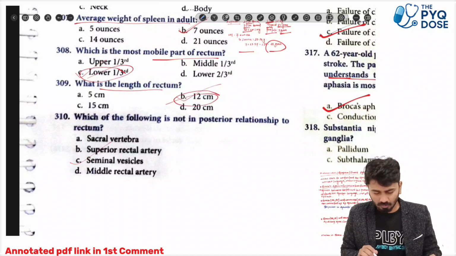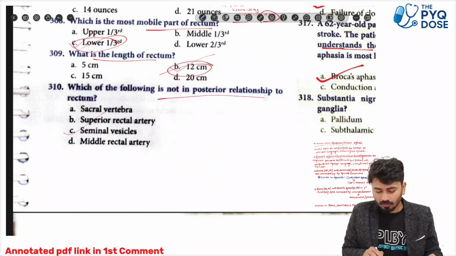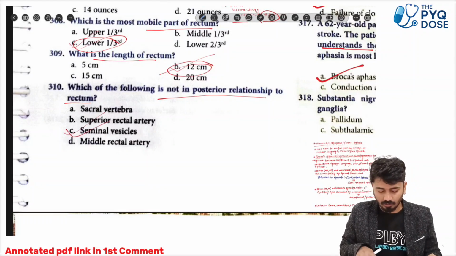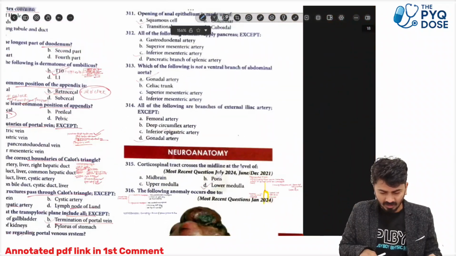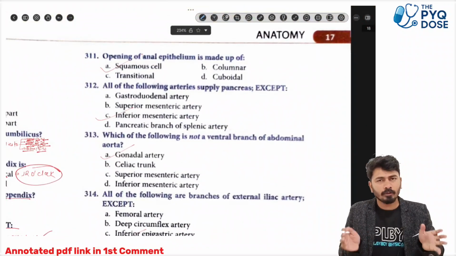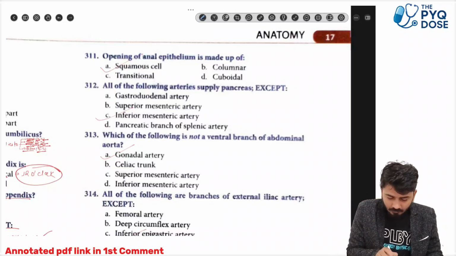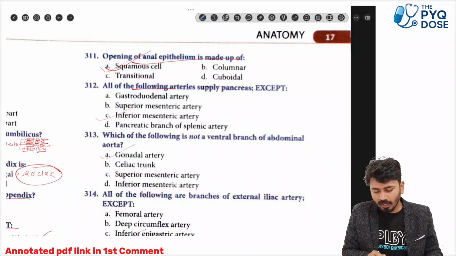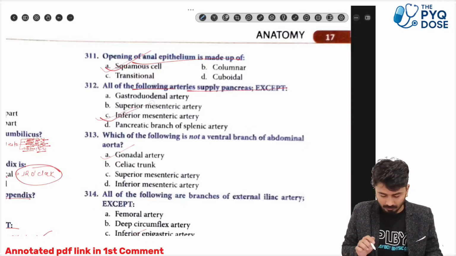That is approximately 12 centimeters. Which of the following is not in posterior relationship to the rectum? Seminal vesicle is not in the posterior relationship to the rectum. I'm not explaining these things because we have already done the most important questions, we are just doing them here for the sake of completion. The opening of the anal epithelium is made up of squamous cells. All of the following arteries supply the pancreas except the inferior mesenteric artery.